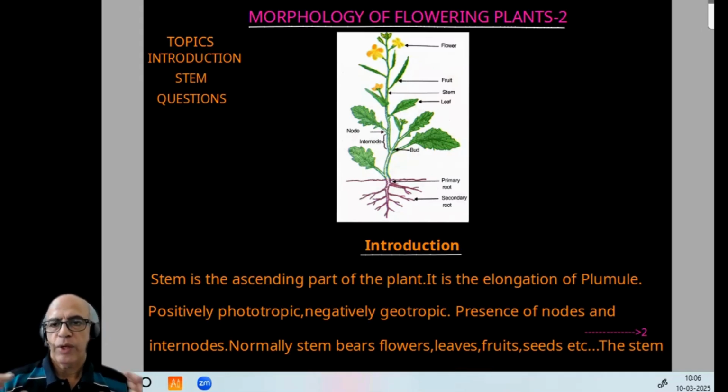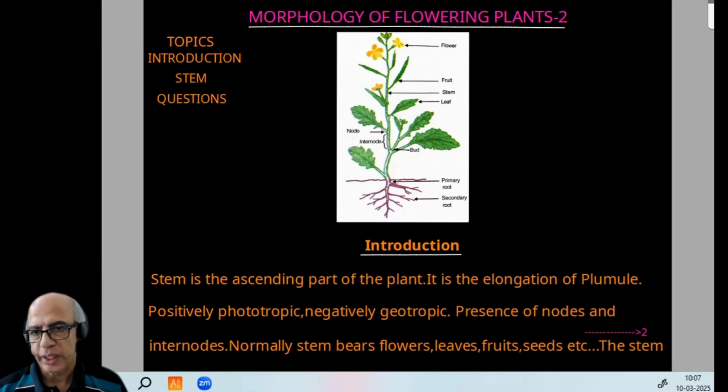See, when we refer to the stem, it is the ascending part of the plant. Those who have already studied plant growth and development know where the stem arises. It is from the plumule, while the root arises from the radicle. And the stem is normally positively phototropic, at the same time negatively geotropic. The stem has a specific feature, that is nodes and internodes.